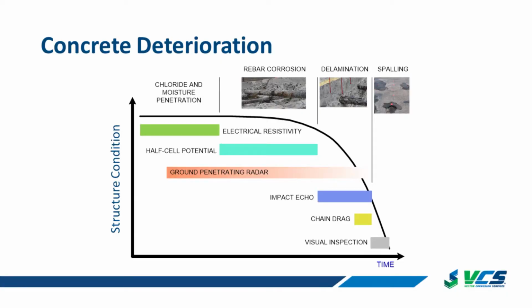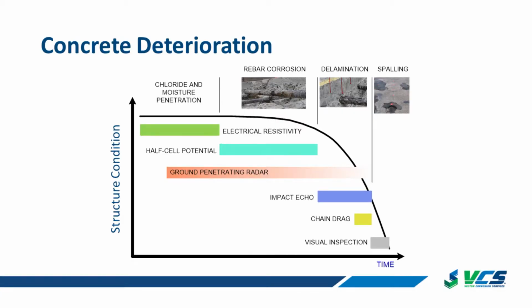Historically, we use chain drag and visual inspection to survey our structures, which are important tools, and I'm not advocating not to use those. But what are we identifying with those tools? Visual inspection is when we can see surface cracking or spalling, late stage in the deterioration phase. Chain drag or hammer sounding can only find those late stage delaminations that are audible to the human ear. So what about when there's just rebar corrosion, or some of those early delamination phases, or where chlorides are penetrating? How do we identify where those areas are?